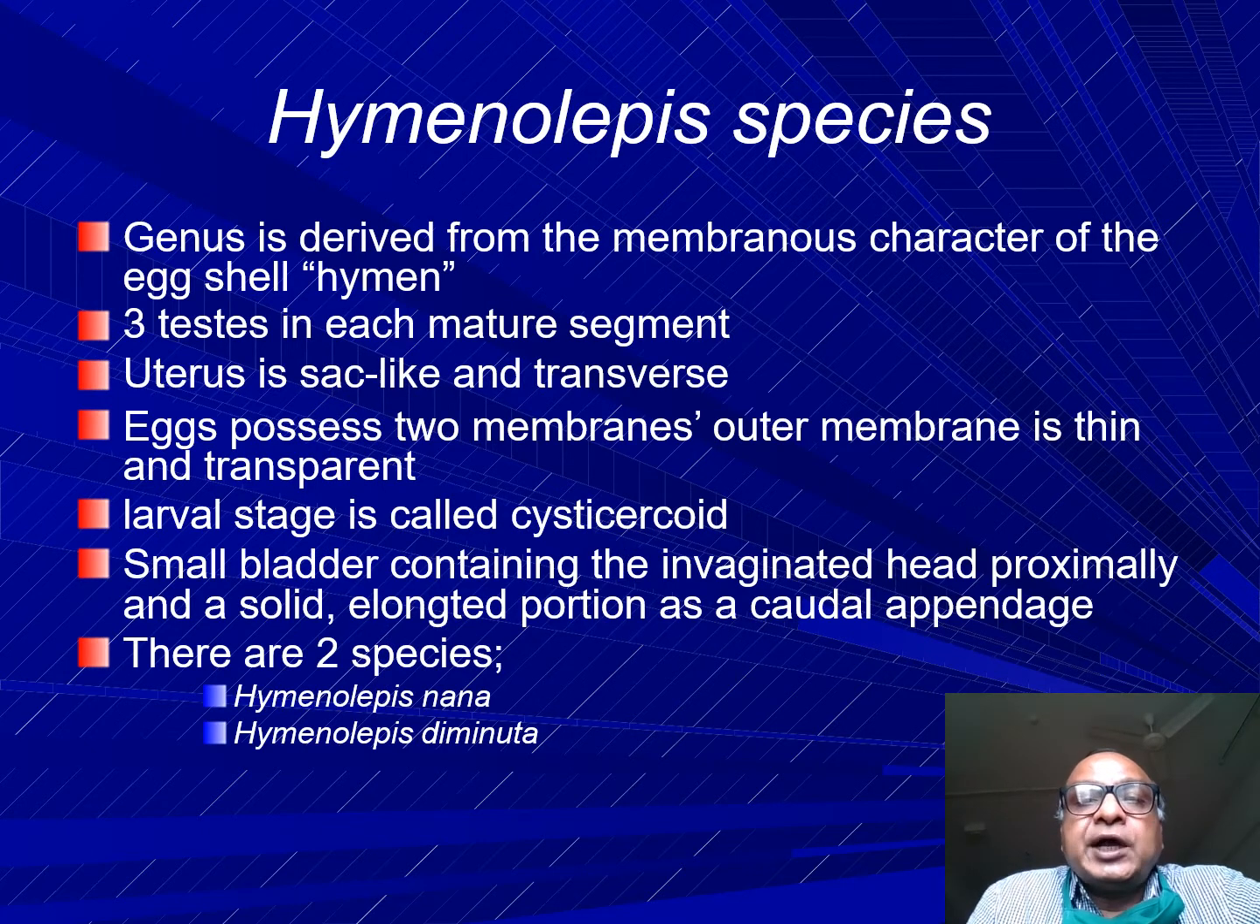There are two Hymenolepis species, Hymenolepis nana and Hymenolepis diminuta. The word Hymenolepis has arisen from the membranous character of the eggshell, and there are three testes in each mature segment. The larval stage is called cysticercoid.